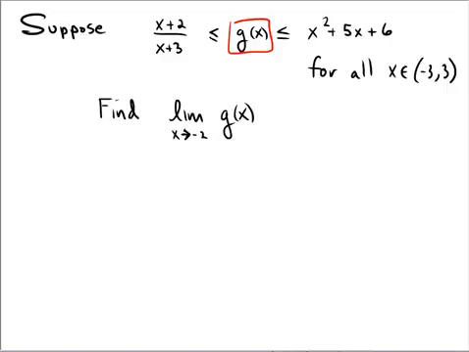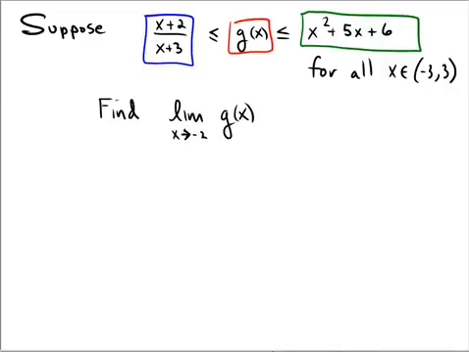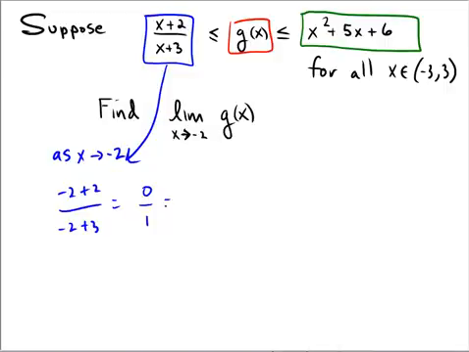sandwiched in between the function here on the left and the function here on the right. So hopefully that will provide us enough information to be able to tell what the limit as x approaches -2 of g(x) will be. Okay, let's see. Well, notice that on the left, (x + 2)/(x + 3), as x approaches -2, is going to limit towards (-2 + 2)/(-2 + 3). In other words, it's going to limit to 0 over 1, which is 0.